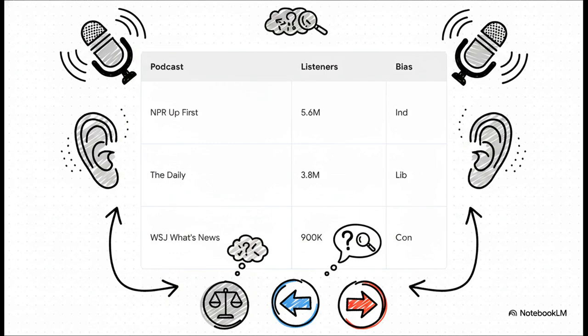Look at these numbers. We see NPR's Up First with a massive 5.6 million weekly listeners rated by the community as independent. The New York Times podcast, The Daily, pulling in 3.8 million listeners, is rated liberal. And the Wall Street Journal's What's News, with 900,000 listeners, is rated conservative. It takes that exact same critical lens we use for written articles and applies it directly to the audio media we consume every single day.